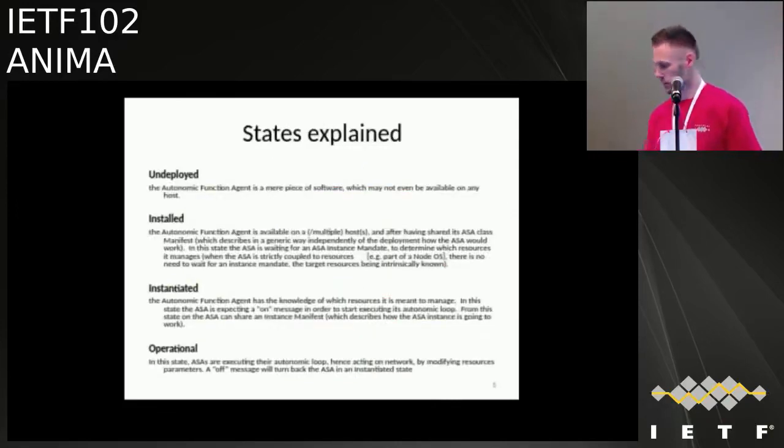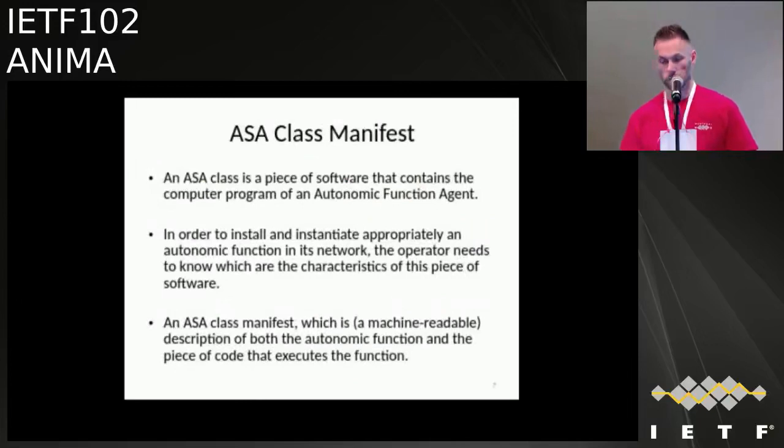This I will skip. Next slide, please. So there are basically 3 objects or elements that we propose to specify and to add to the Anima specification. First one is what we call the ASA class manifest. So class manifest, a bit like in the object-oriented development, you can have ASA or autonomic functions class, like you want to do traffic engineering or, I don't know, congestion control.